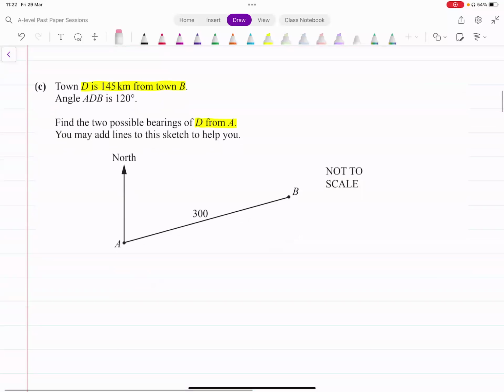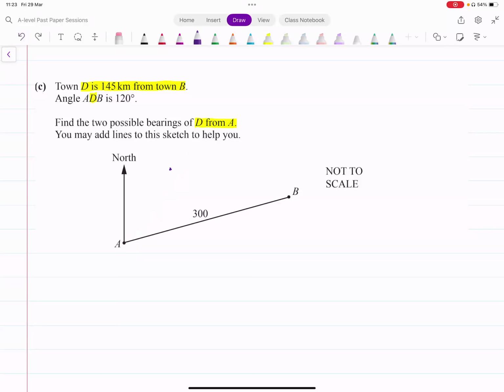Okay, so we have the angle ADB given to be 120 degrees and they're looking for two possible bearings. Now, let's think about this. Angle ADB, the angle at this point D, is supposed to be 120 degrees. Now, where can that point D be? It could either be above this line or below this line. Now this is more like 90, so let's make this angle slightly bigger. So maybe it's like this.